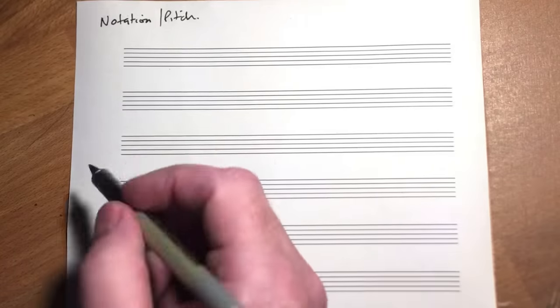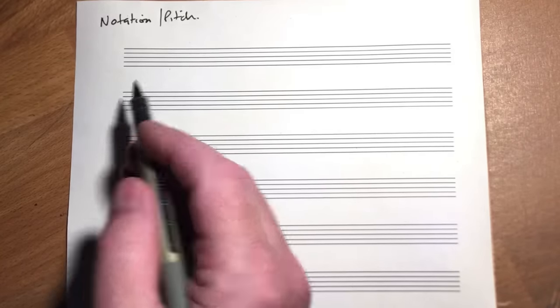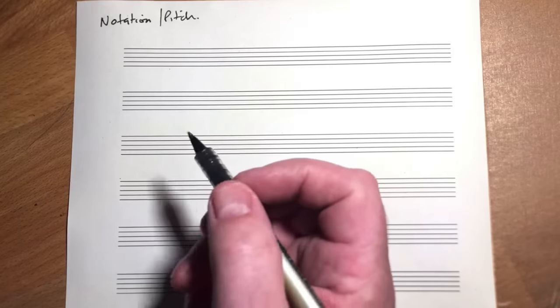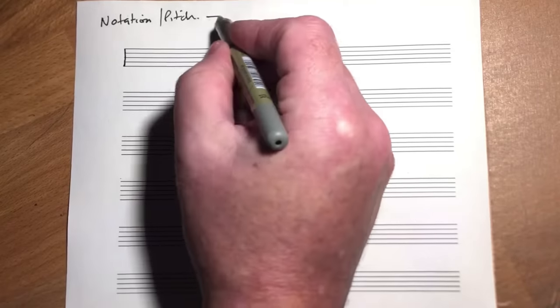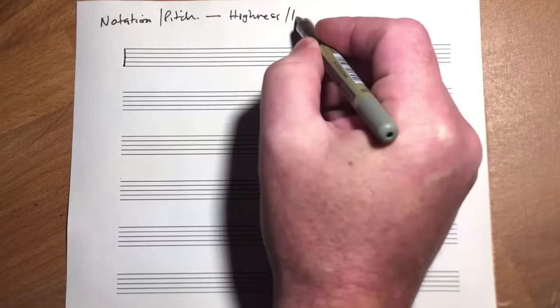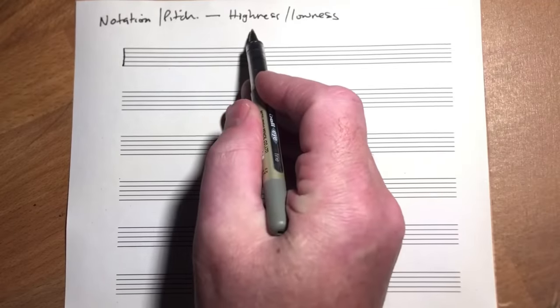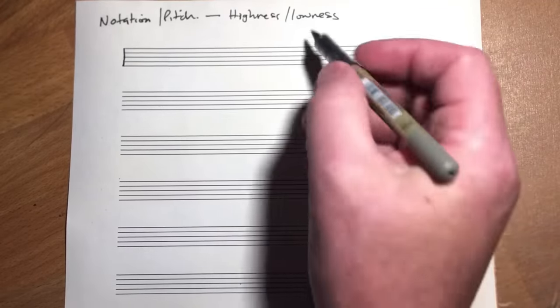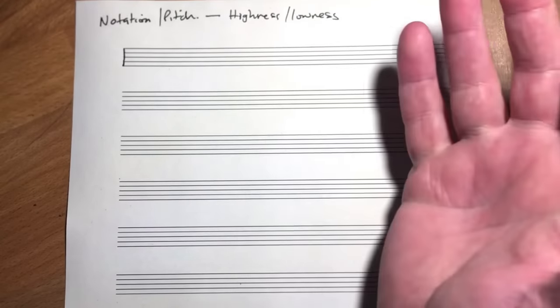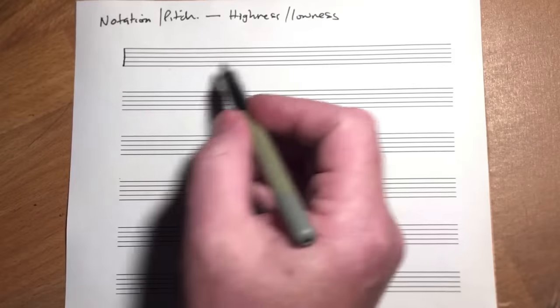The first thing that we need to know is that we have this system and it is basically a graph, and this is what standard notation really is. If we think about pitch, pitch is the highness or the lowness of a note. So if you think about somebody whistling or screaming in a high pitched voice, then that's the highness of a note. And if you think of the lowness of it, if you think about your sub bass on your car, then this is what we're dealing with.